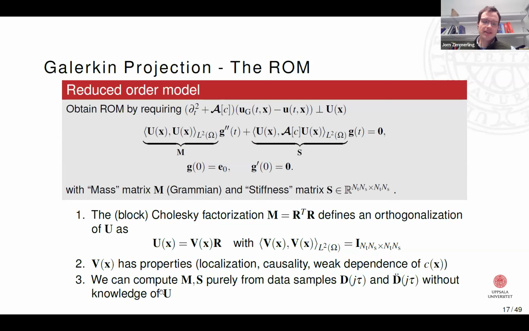And now the important thing, and I will show this, is that these matrices M and S can be purely obtained from the data samples and the second derivatives without knowledge of this space U. We do not know the solutions inside our unknown medium. If we knew, it would be much easier to get our unknown coefficient C.